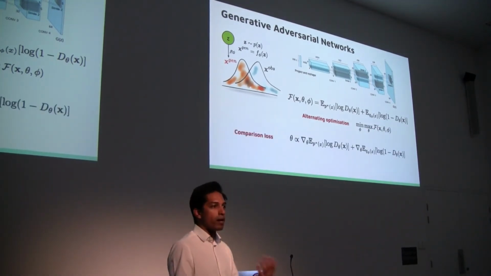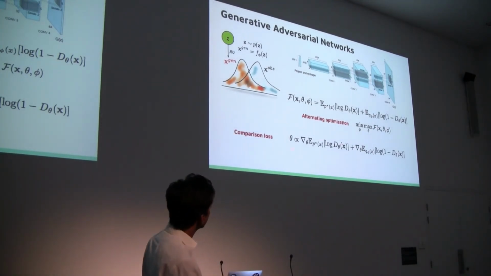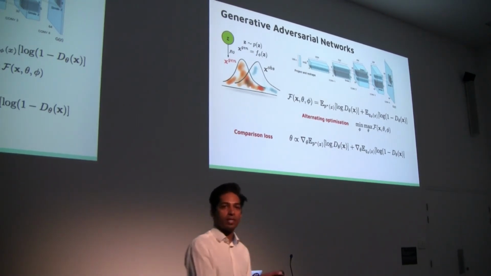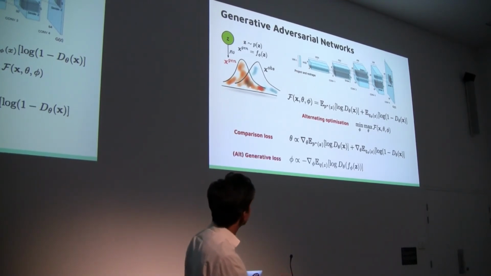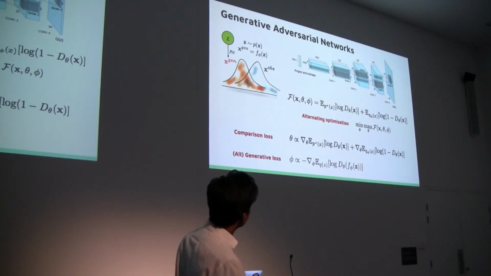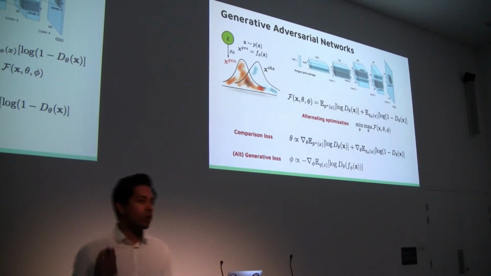So again, the comparison loss that you get, this is how you update the discriminator, as they call it, or this scoring function D: you just take the gradient with respect to theta. Because everything is differentiable, this is very easy to do in TensorFlow. And again, you get the generative loss. Again, you just extract from this everything that's dependent on phi. And how you actually do this is you apply that pathwise derivative that we spoke about earlier.